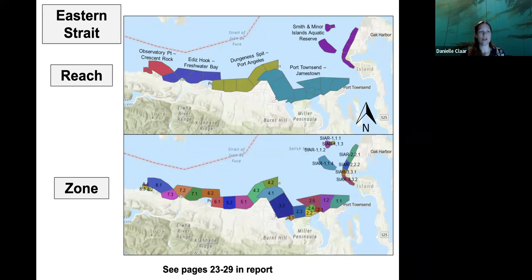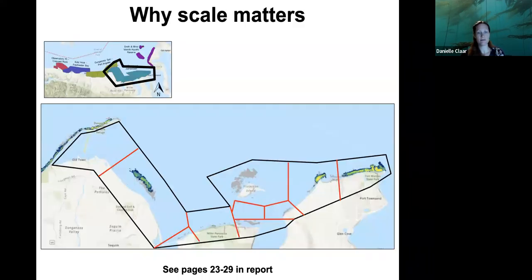When you first look at this at the reach scale, all of these areas are currently doing fine. They're either stable or slightly increasing over time. However, if you zoom in past the reach level to the zone level, can you please go to the next slide? We see some really important variability that will drive management at a local scale potentially.